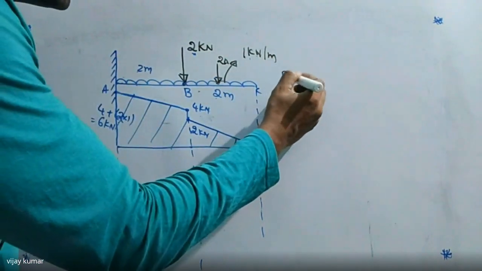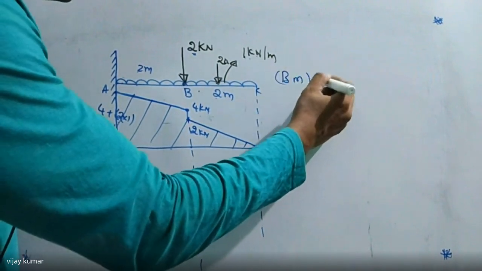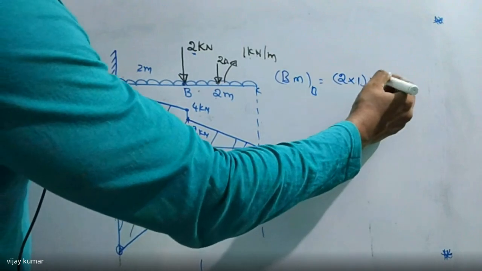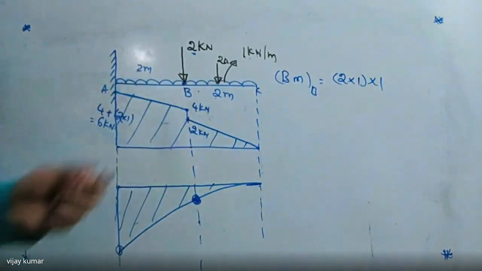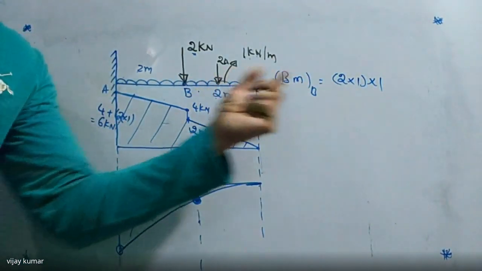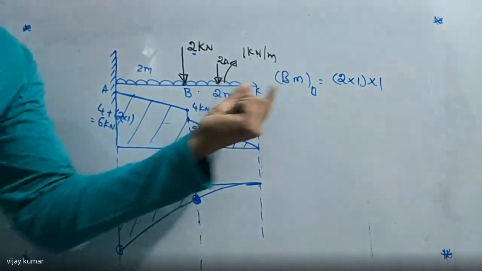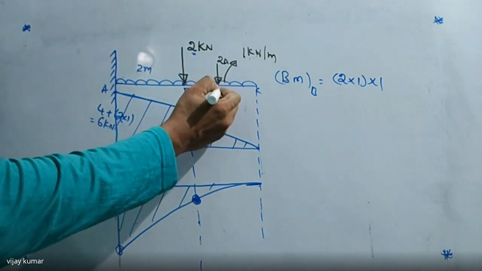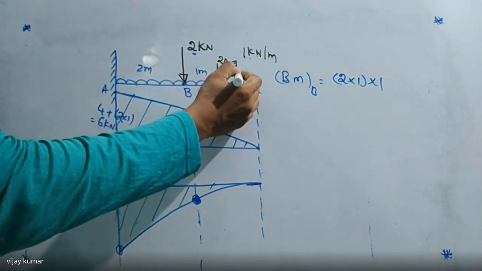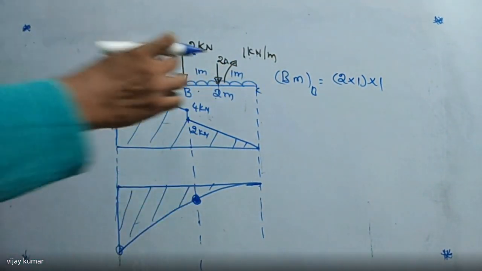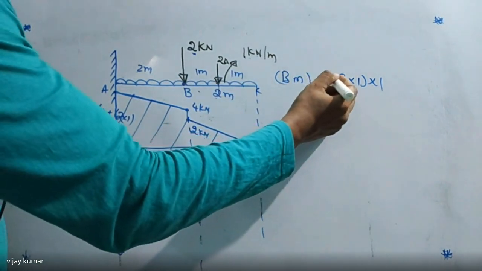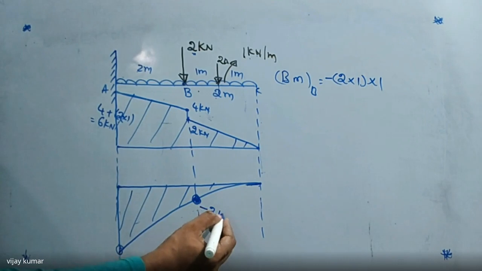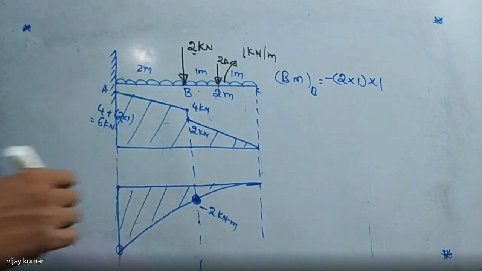Bending moment at B is equal to 2 into 1 again into 1. This 2 into 1 means the length is 2 meters and the load is 1 kilonewton. This is the total load up to 2 meters, and it is multiplied by half of the distance, 1 meter. So the bending moment is the load into the perpendicular distance, which is negative. So I'm writing here minus 2 kilonewton meters as the bending moment at point B.